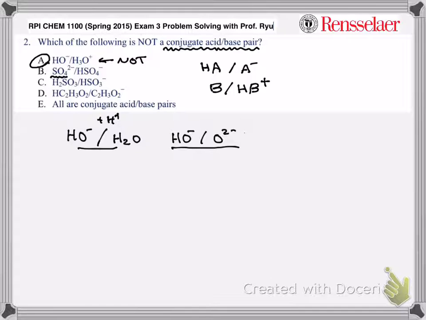This is a base, and you receive the H plus, so therefore you have extra H's, and the charge became one more positive. And this one, by going here, you're losing the proton, so this is an acid to conjugate base. In this case, you lose H, so that's the acid and conjugate base pair. So the answer for this one is A.